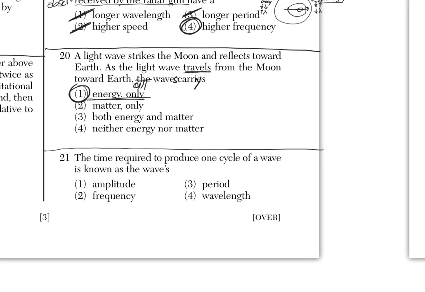All right. Then number 21. Time required to produce one cycle of a wave. That is the definition of period. The time for one cycle. Not much more to say about that.